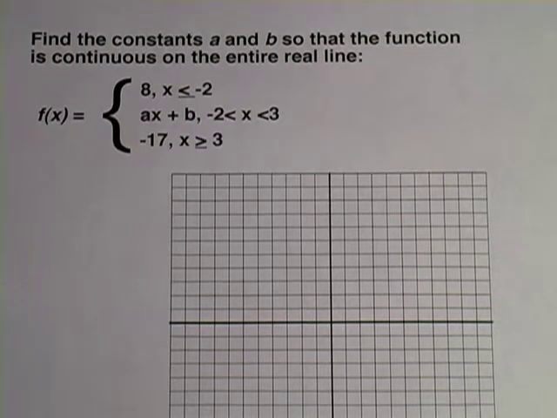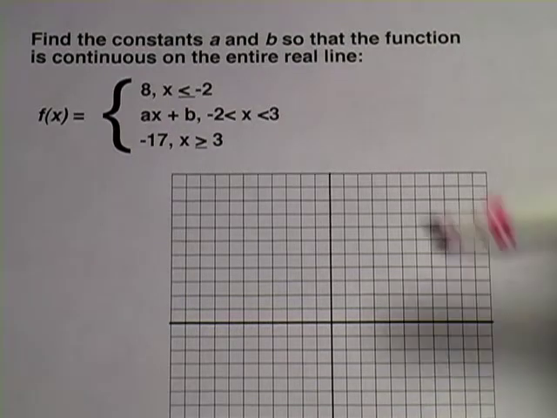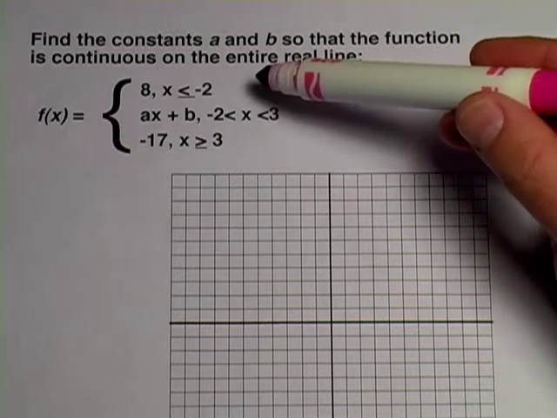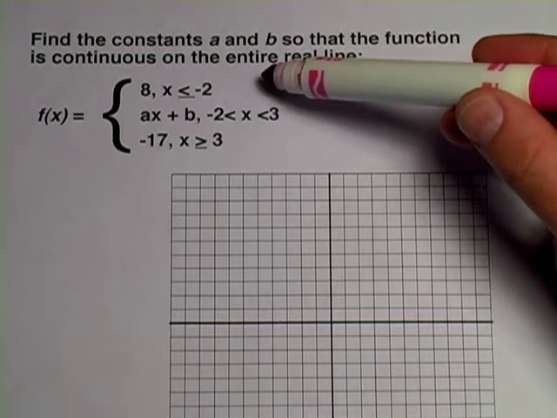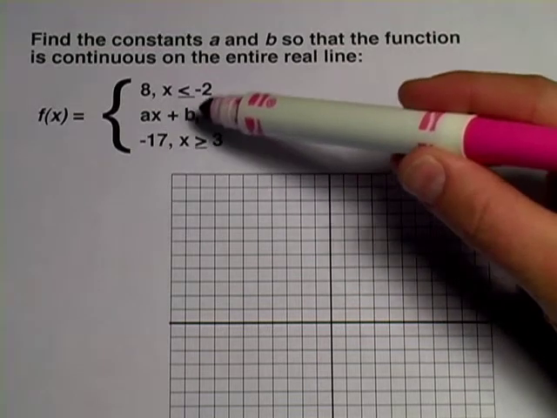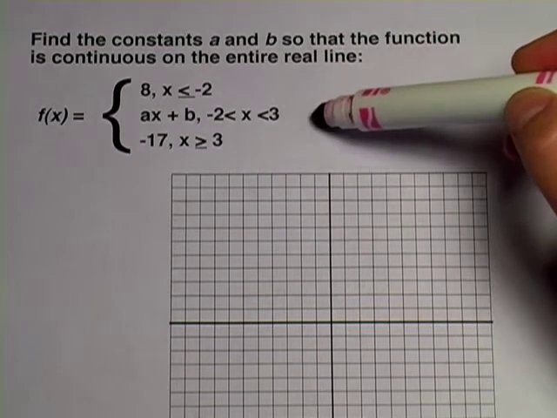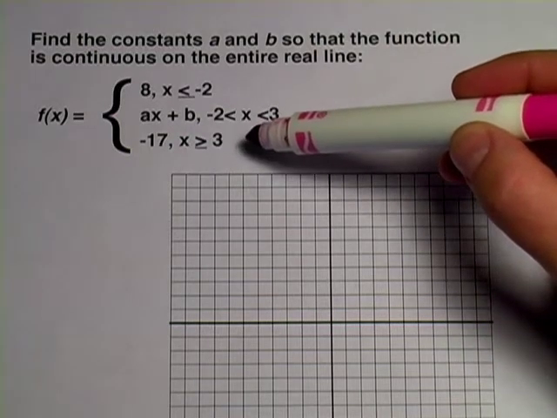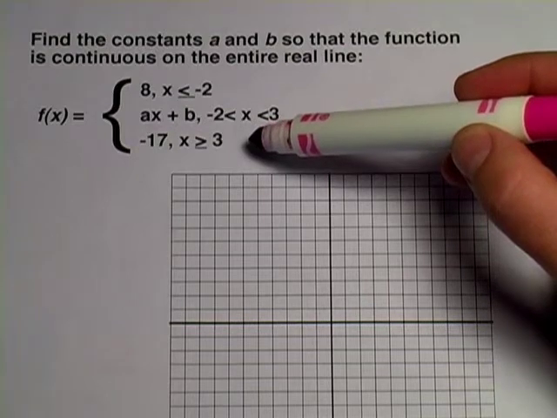Okay, we're going to do a couple of problems here that have to do with the continuity of functions. In this one, it says find the constants a and b so that the function is continuous on the entire real line, and then they give you this three-chunk piecewise function. f of x equals 8 when x is less than or equal to negative 2. It equals this formula, ax plus b, so that's what we're going to have to find out, when it's between negative 2 and 3, and f of x equals negative 17 when x is greater than or equal to 3.